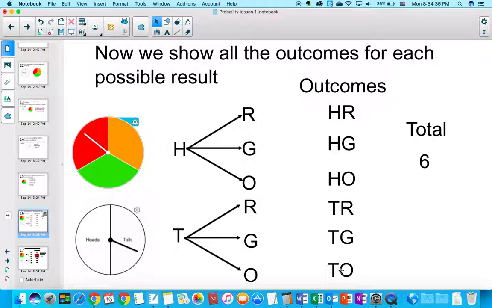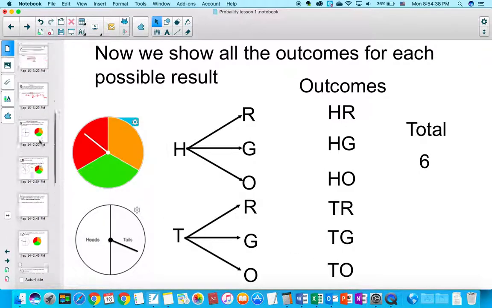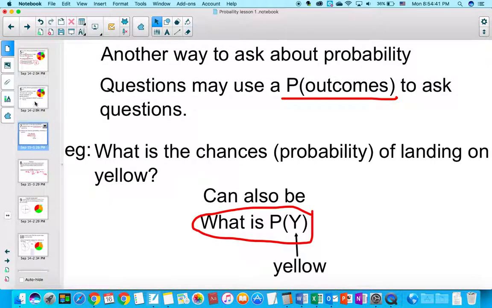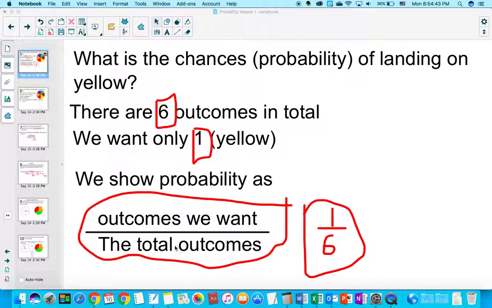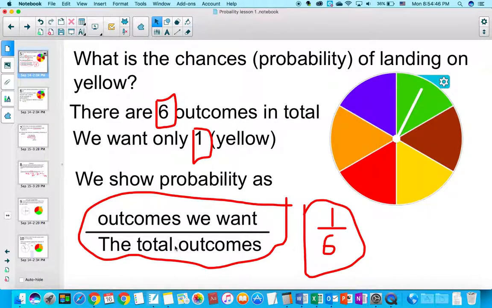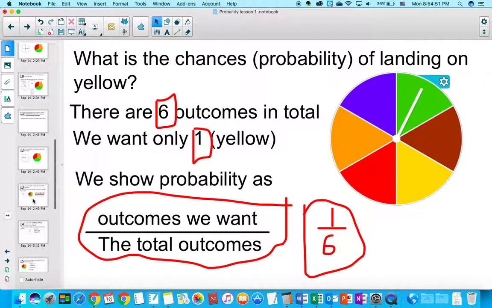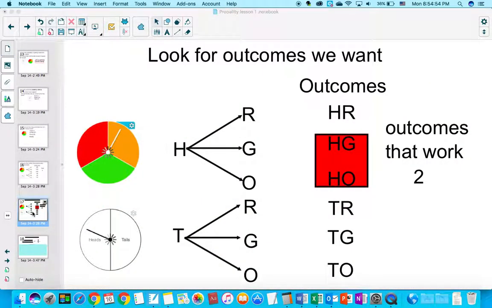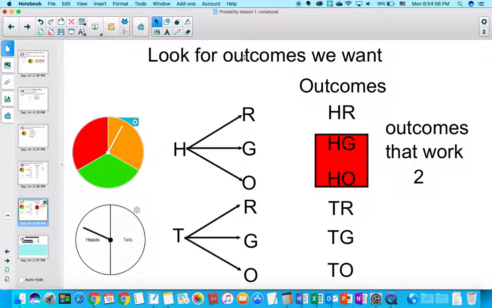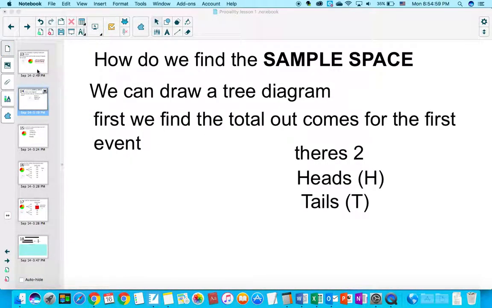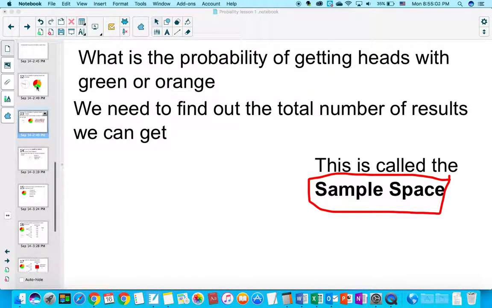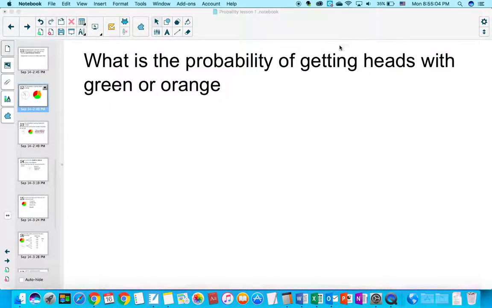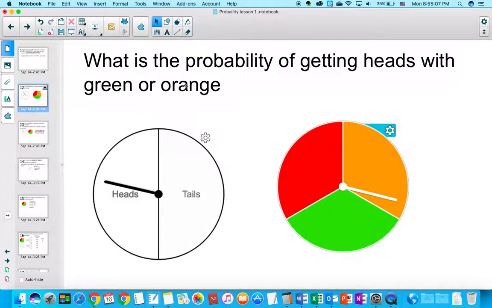So we know our total, right? And in our calculation for probability, if you go all the way back up, the total number of outcomes, also known as your sample space, is your bottom part. So we already have half our calculation. Awesome. Then we're looking for the outcomes we want. Well, in the first question, it's asking, go all the way back, what is the probability of getting heads and green or orange, right? Heads with green or orange.